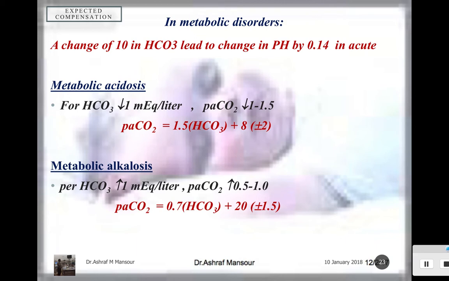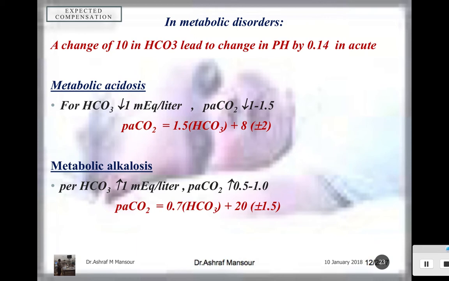You will find a lot of equations in different texts, maybe over 50 ways to calculate, especially in metabolic disorders, but I think this is the simplest way. The PCO2 equals 1.5 multiplied by bicarb plus 8, plus or minus 2. In metabolic alkalosis, it is 0.7 multiplied by bicarb plus 20, plus or minus 1.5, to get the expected PCO2.